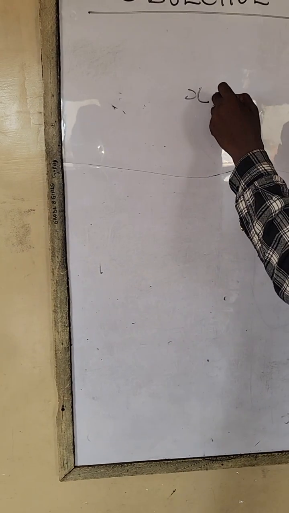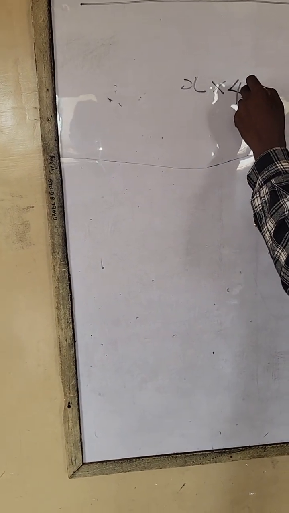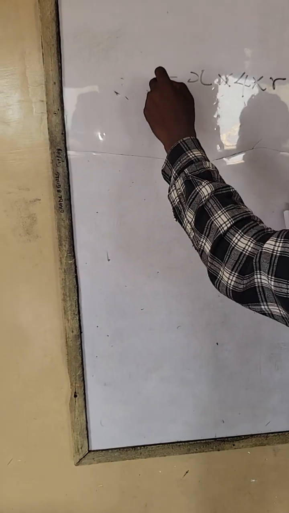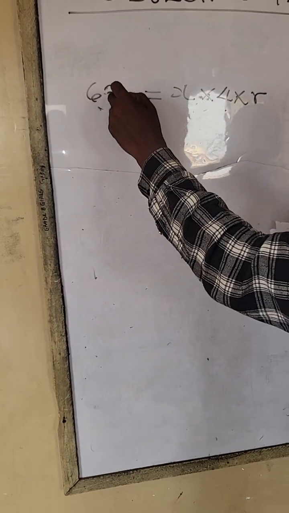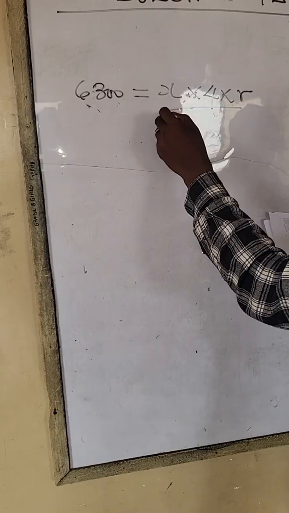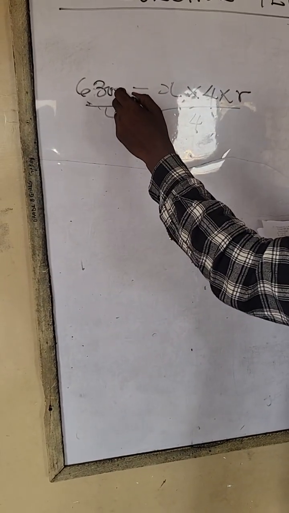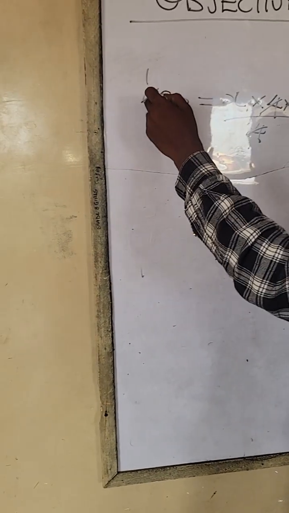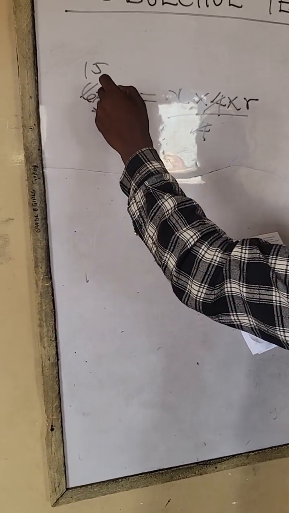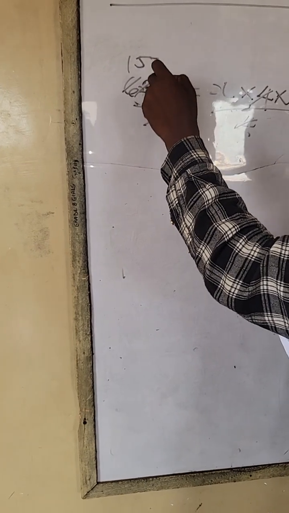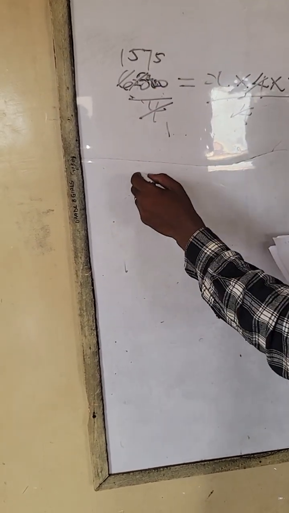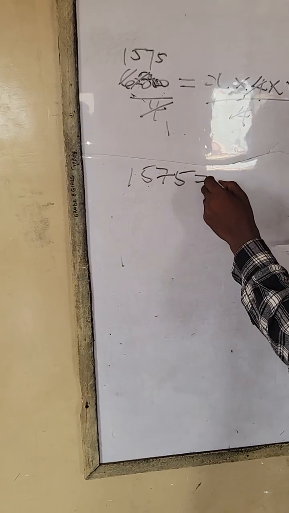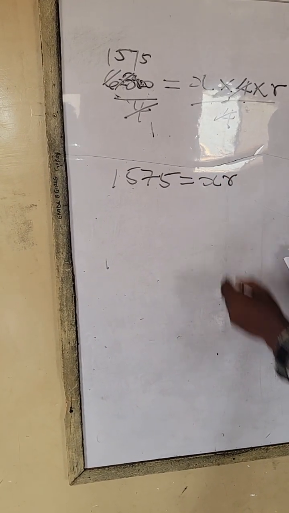6,300. So the amount is X, 4 years, at a rate, is 6,300. So I can divide by 4. 6,300 divided by 4 is 1575, so I can say I have 1575 is equal to X times R.